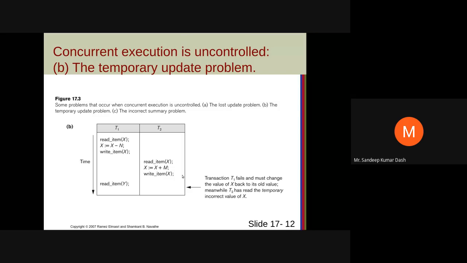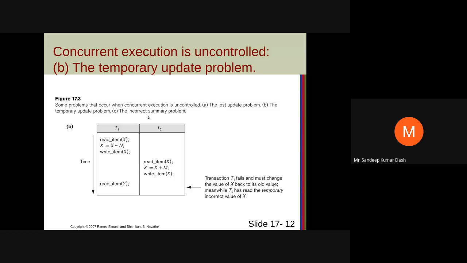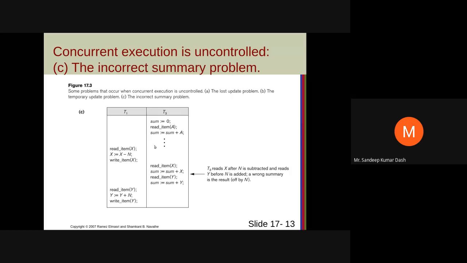This type of problem occurs in concurrent transactions. Whenever two transactions are occurring concurrently or side by side, then this type of problem may occur. The first one was lost update, the second one was temporary update, the third one is incorrect summary.